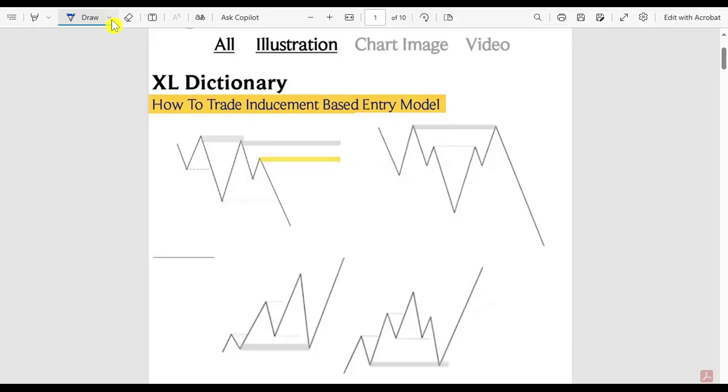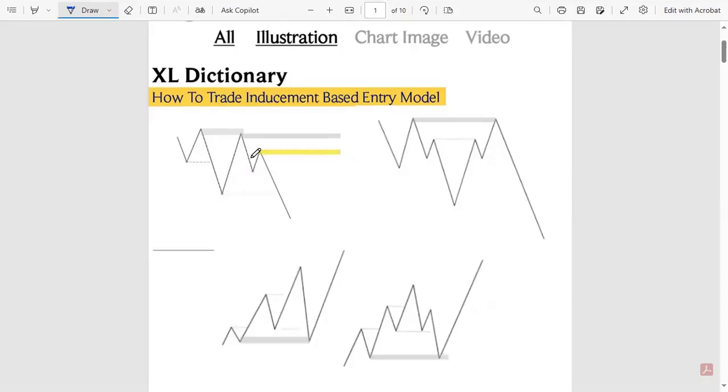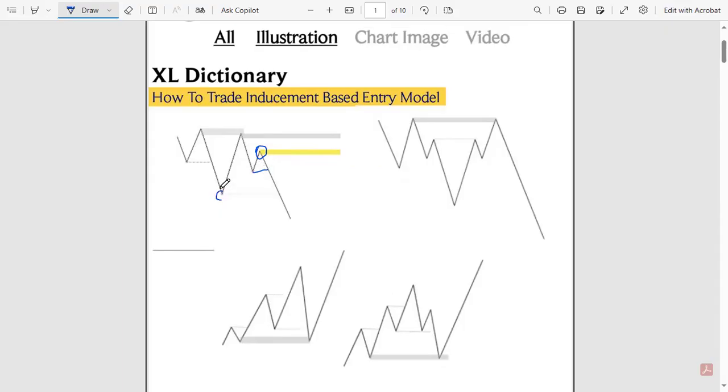If you look closely here, I've just shown very few examples. You can see this is the inducement point. This is where inducement is. And why am I saying this is where inducement is? It is because we had this minor break of structure, which is inside the internal break of structure, which is the weak one. This is not a strong break of structure. The strong break of structure is on this external level here.